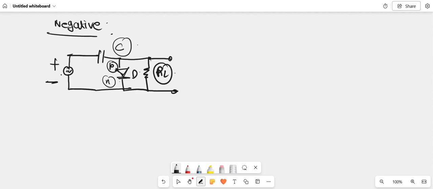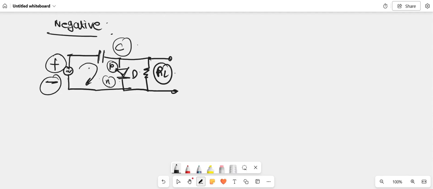So during the positive half cycle of this AC power supply, this P terminal is connected to the positive end of the battery, and this N terminal is connected to the negative end of the battery. So during the positive half cycle, the current becomes shorted within this particular loop. Okay. So we are using a capacitor here.